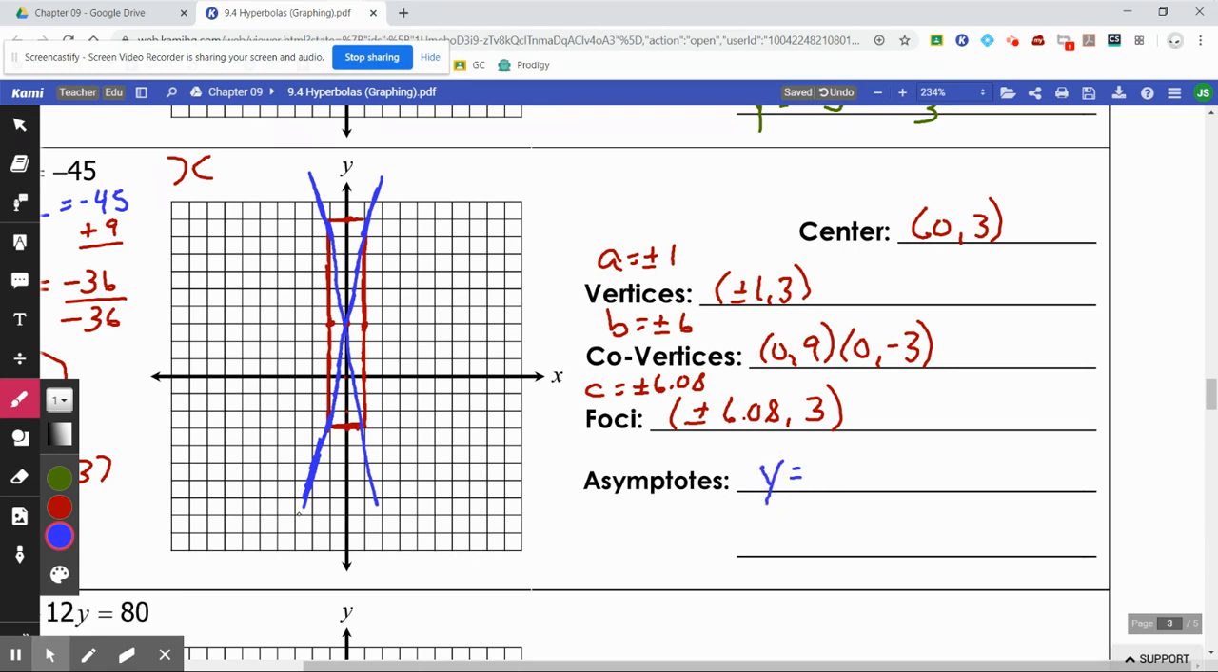Let's go ahead and find the equation of the asymptote lines. So y equals and y equals. We need a slope, so we're going to rise and run from the center. We rose 6 and we ran 1. So that'd be a slope of 6 and negative 6. And luckily on this one, the y-intercept is going to be so easy because the y-intercept is the center. So plus 3 and plus 3 is going to be the y-intercept on both of those.